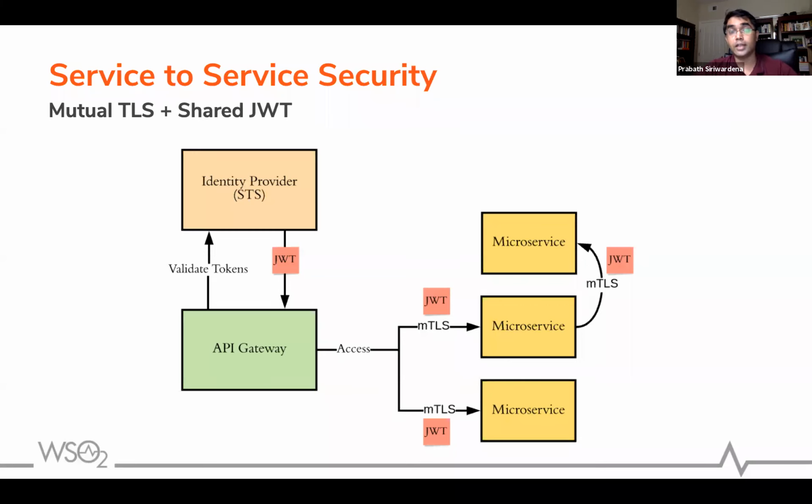So if this JWT carries a set of privileges, then all the microservices can use it to access those services. So that's one issue in this pattern.